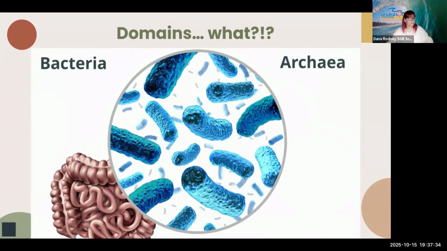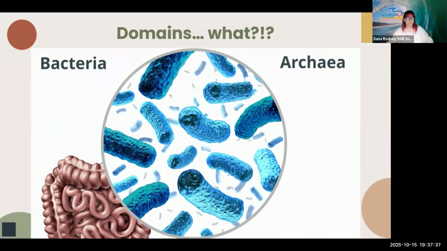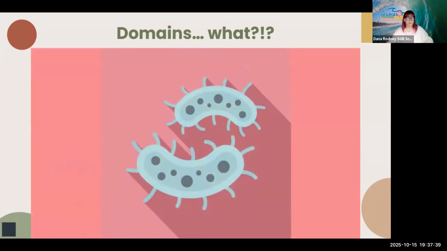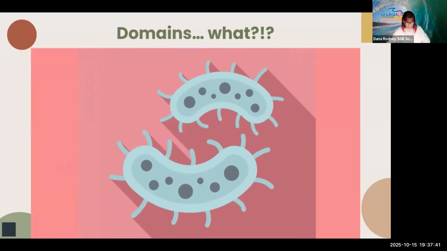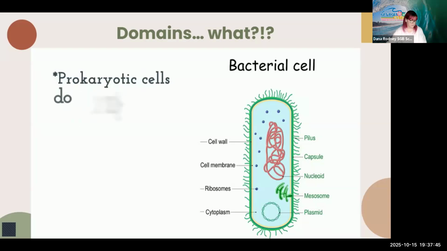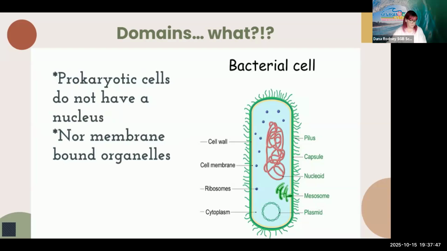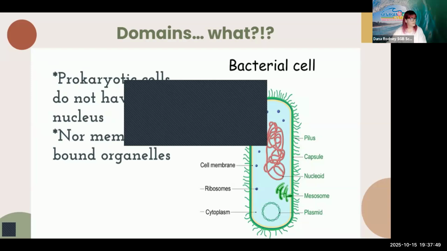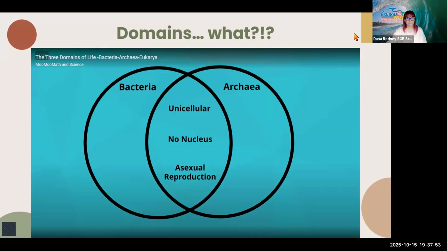Bacteria and archaea are the two domains made up of only single-cell organisms, also called unicellular. They also contain only prokaryotes, which are organisms that have cells that do not contain a nucleus nor membrane-bound organelles. However, even though they are similar, they're also very different.